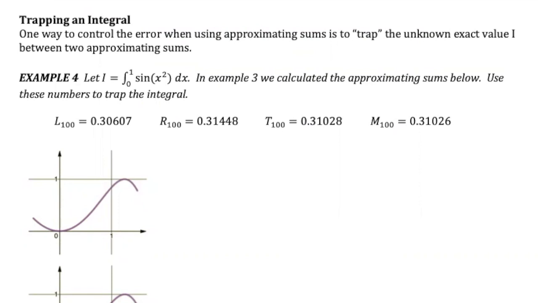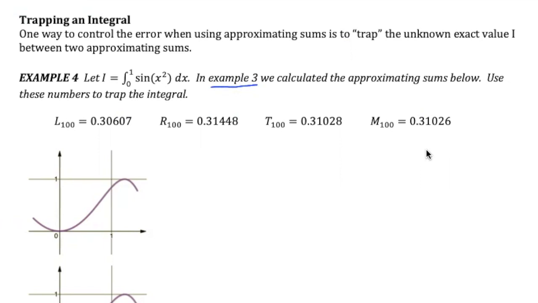Here we've got an integral from 0 to 1 of sine of x squared dx. Now this is one that actually we don't have a method to directly integrate. So this would be a time where you'd be relying on approximating sums. In example 3 in the book, they go through calculating these. Again, we would use technology. You can use the Riemann sum calculator that you saw in the last video to generate these.